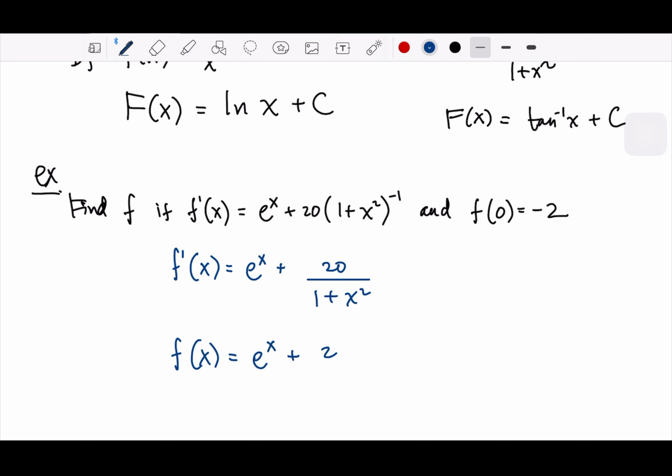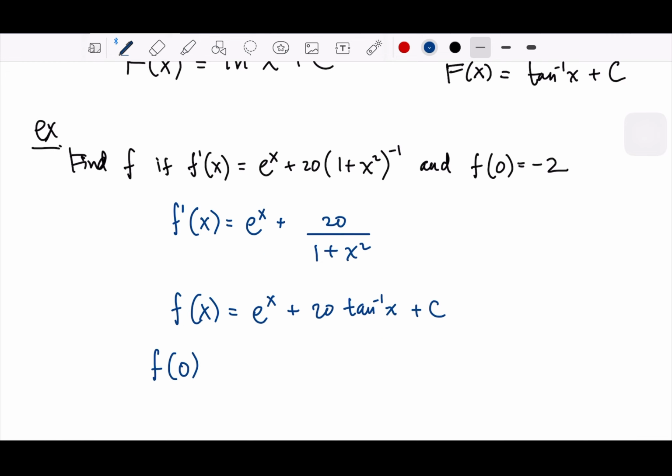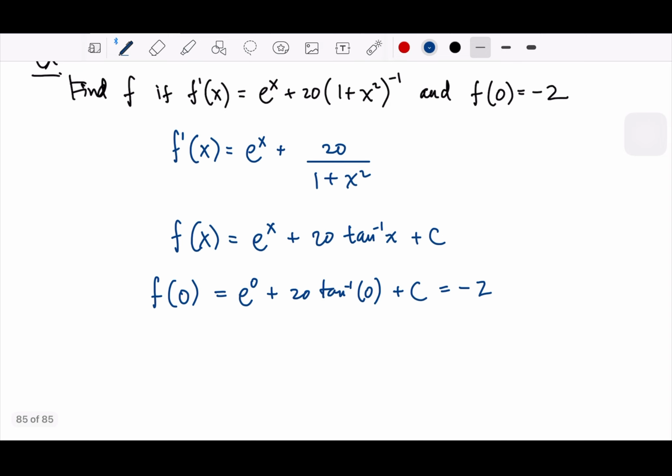or maybe directly tangent, and plus c. And then with f of 0, we will have e to the 0 plus, so c will be -2, -1, right? So this is 1. So this is -3. So f of x will be e to the x plus 2 tangent inverse x minus 3.